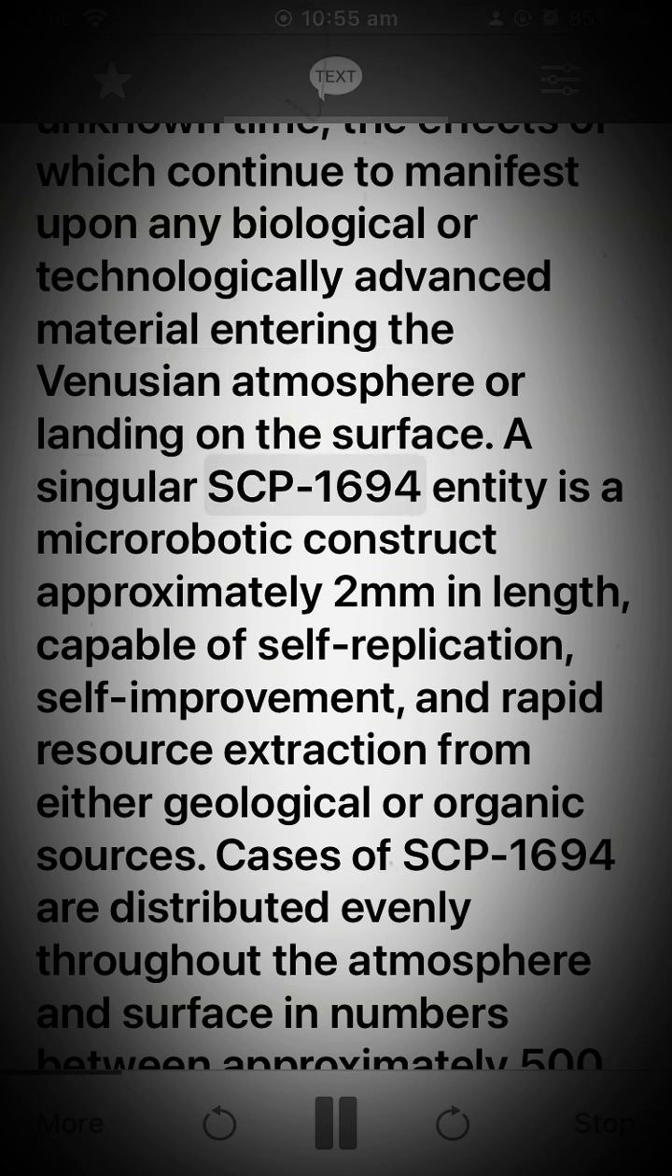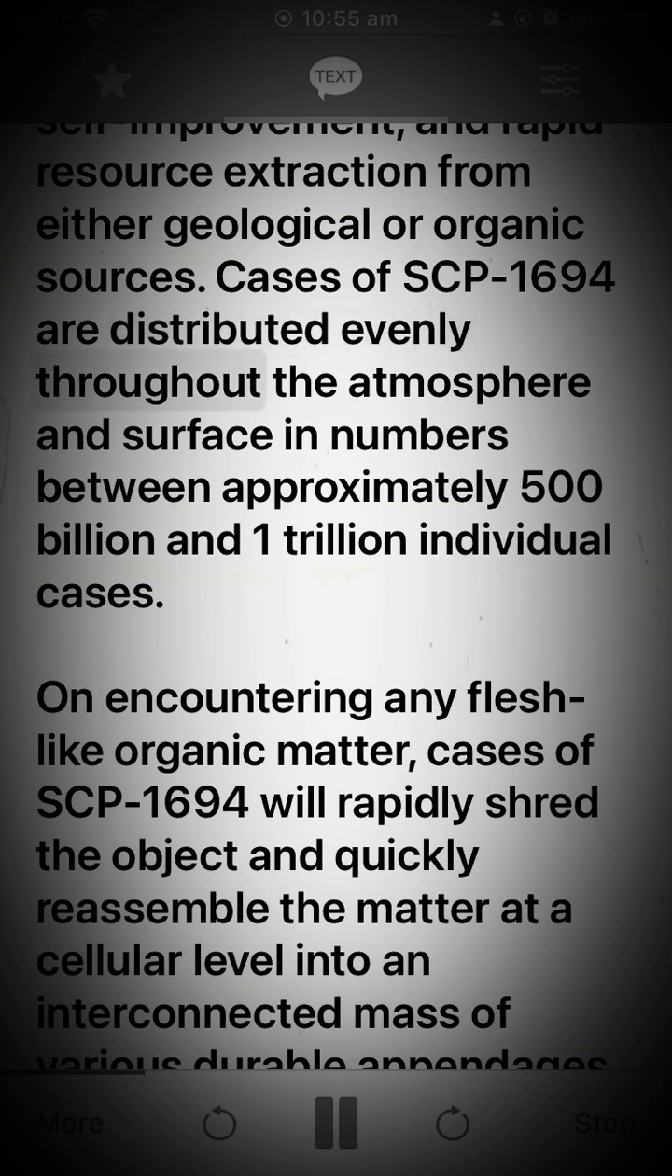A singular SCP-1694 entity is a microrobotic construct approximately 2 mm in length, capable of self-replication, self-improvement, and rapid resource extraction from either geological or organic sources. Cases of SCP-1694 are distributed evenly throughout the atmosphere and surface in numbers between approximately 500 billion and 1 trillion individual cases.